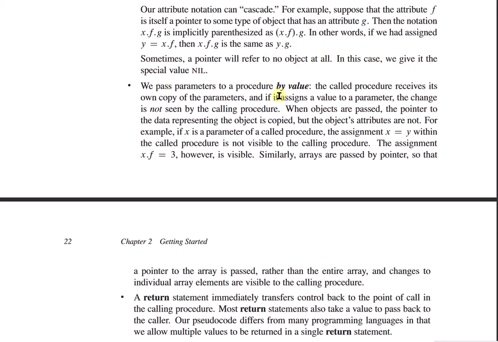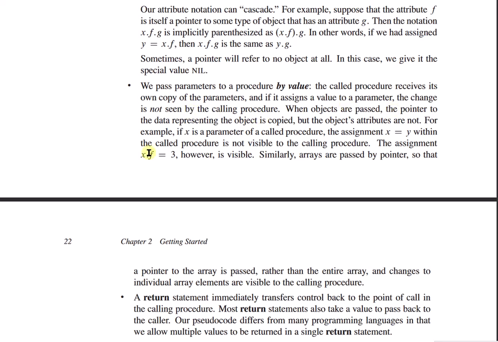We pass parameters to procedures by value. The called procedure receives its own copy of the parameters, and if it assigns a value to the parameter, the change is not visible to the calling procedure. This is the difference between passing by reference and passing by value. If you are interested, you can read about passing by reference.